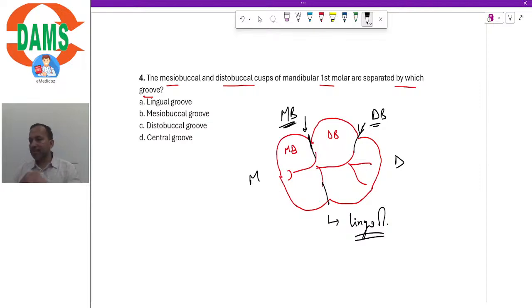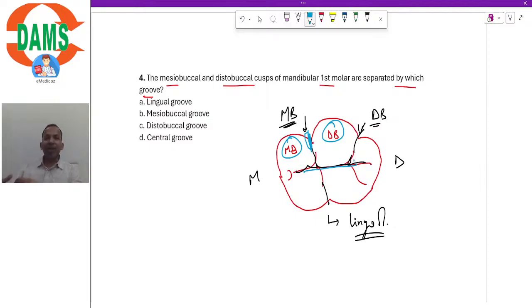No Nimisha, central groove. So this is the entire groove, right? This is the entire central groove. But we are talking about these cusps, isn't it? Which groove would separate these cusps? So it is this groove that is crossing between these cusps, right? Which groove is crossing between these? It is the mesiobuccal groove specifically, right? The central groove is extending mesiodistally and it joins both lingual and the buccal grooves. So it is joining the buccal groove as well as the lingual groove.